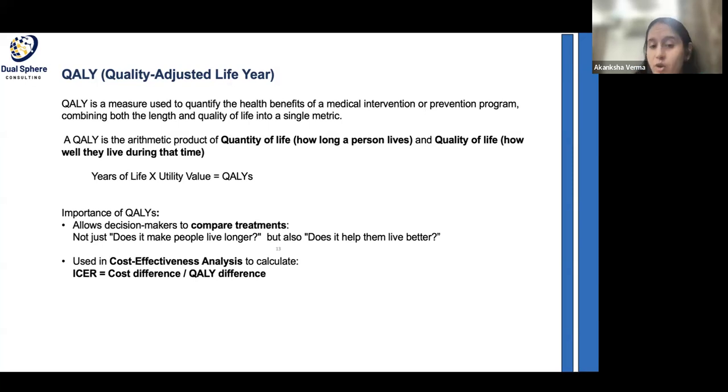Then it is used in cost effectiveness analysis to calculate the incremental cost effectiveness ratio, which we have talked about, where you have the cost difference in the numerator and the QALY difference in the denominator. Next slide, please.